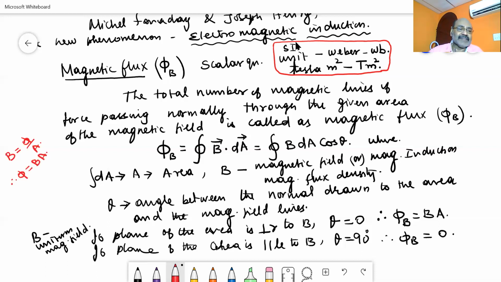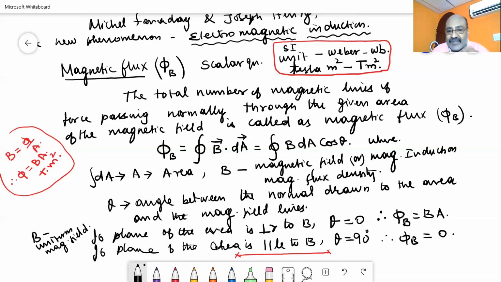Magnetic field is always measured in the unit Tesla, and area in the unit meter square. So you get the unit as Tesla meter square. Hope you have understood this concept. We are considering this as an introductory definition for magnetic flux. Okay, hope you have understood.